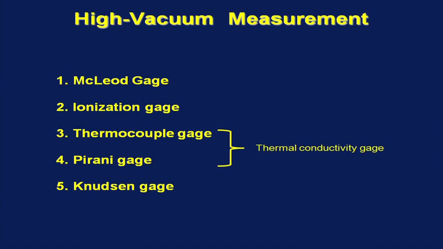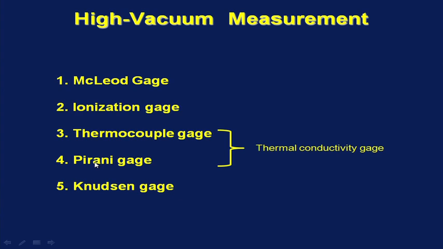In our previous lecture, we started our discussion on high vacuum measurement. So, let us continue with our discussion on high vacuum measurements, or instruments that are available for measurement of very low pressure or high vacuum. We will be talking about these 5 different gauges that are available for measurement of high vacuum: McClure gauge, ionization gauge, thermocouple gauge, Pyrenean gauge and Knudsen gauge.